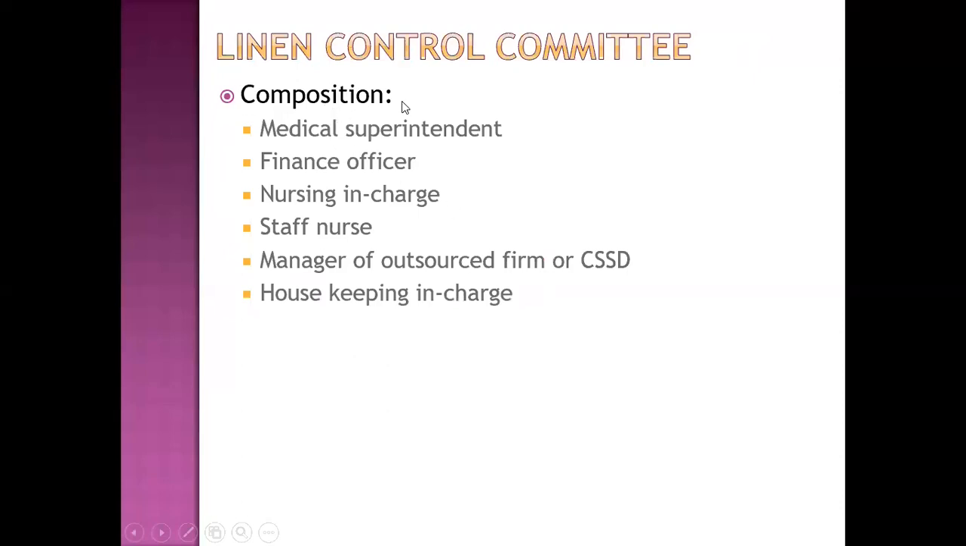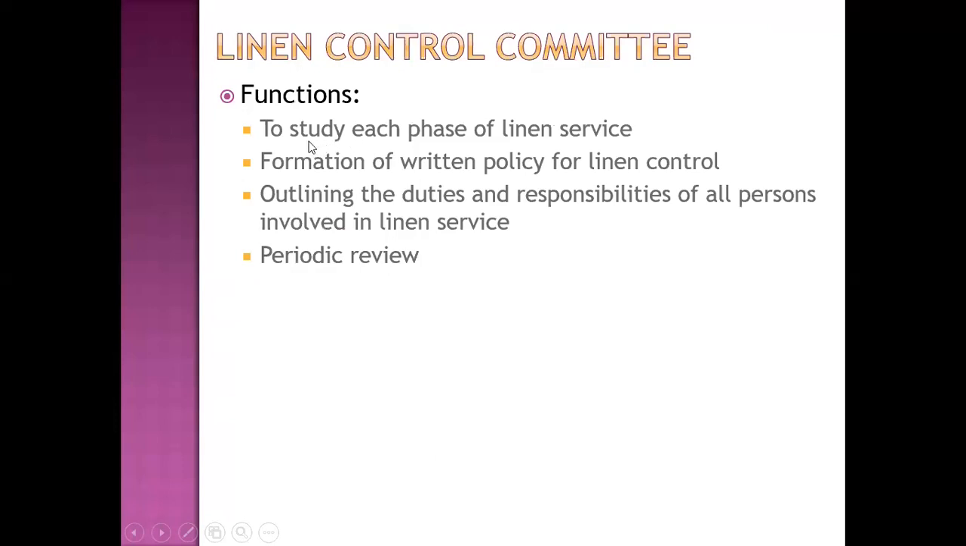Then linen control committee. Composition of the committee includes medical superintendent, finance officer, nursing in charge, staff nurse, manager of outsourced firm or CSSD as the case may be, housekeeping in charge. Functions include to study each phase of linen service, formation of written policy for linen control. This is the linen policy of the hospital. Outlining the duties and responsibilities of all persons involved in linen service and periodic review of the situation. So these are the functions of the linen control committee.